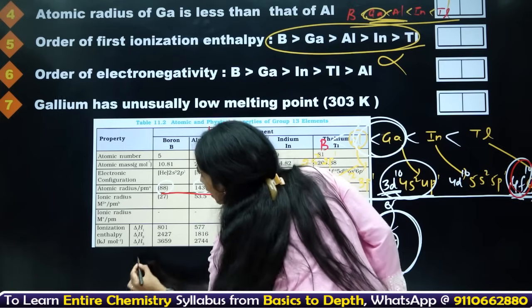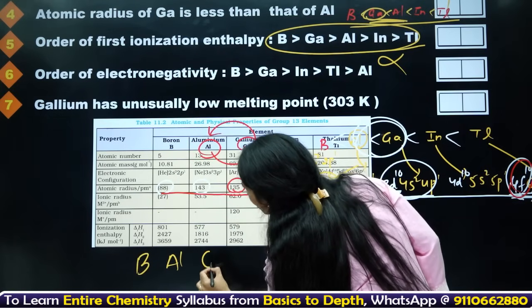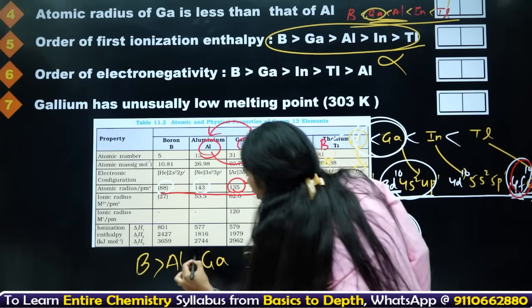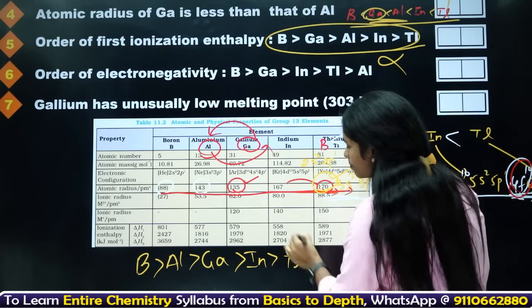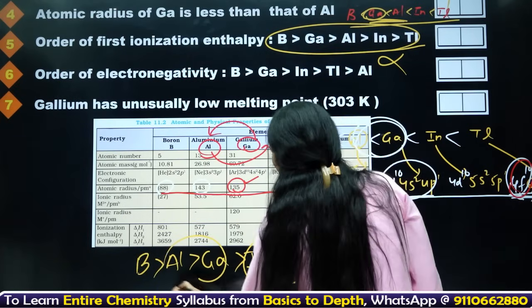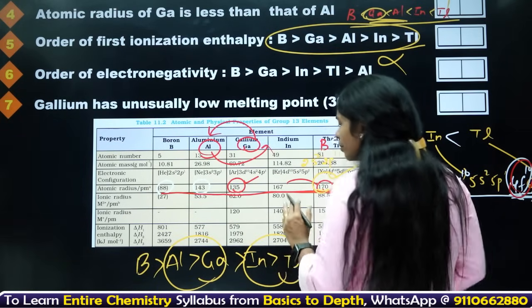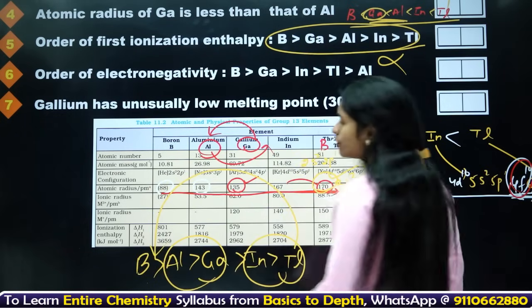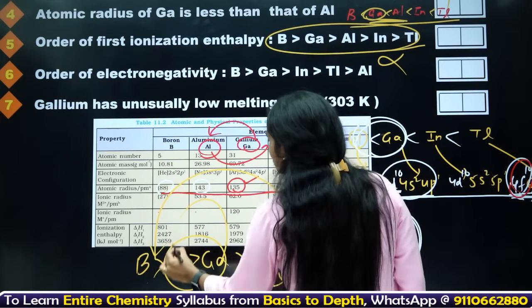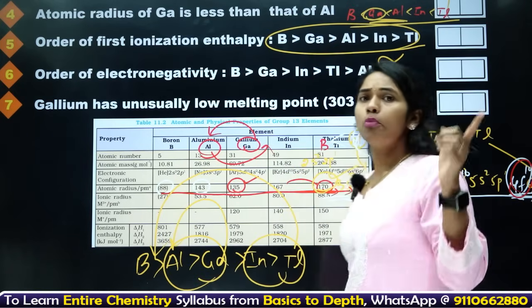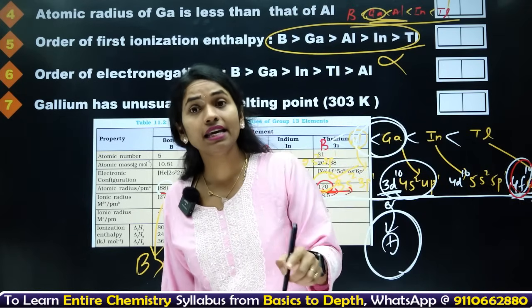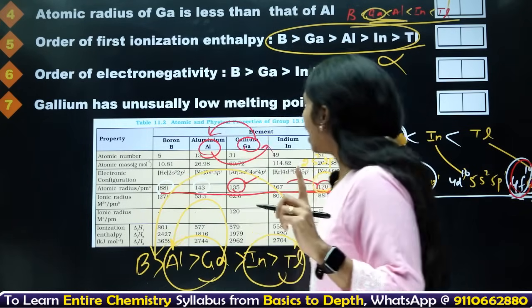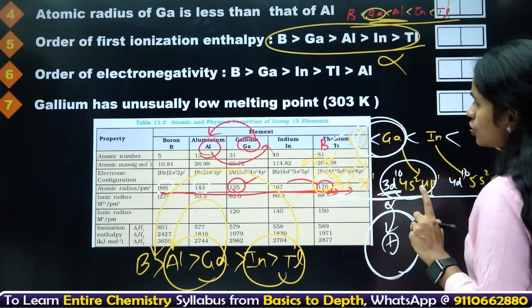What is the trend? Boron, aluminum, gallium, indium, thallium. Actually, top to bottom, IE should decrease. But what are the two exceptions? These two. What will happen if you arrange them in an order? Boron, thallium comes from last to second position. Gallium comes here. So what is the correct order? Boron, thallium, gallium, indium. Last one is which one? Aluminum. Ionization energy is low.